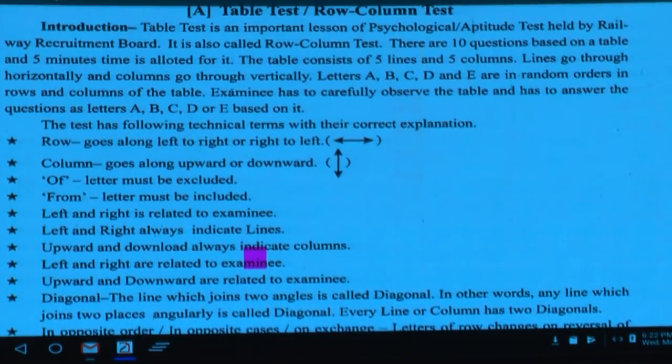There are 10 questions based on a table, and 5 minutes time will be allotted for those 10 questions. The table consists of 5 lines and 5 columns. Lines go horizontally and columns go vertically. Letters A, B, C, D and E are in random order in the rows and columns of the table. The examinee has to carefully observe the table and answer the questions.